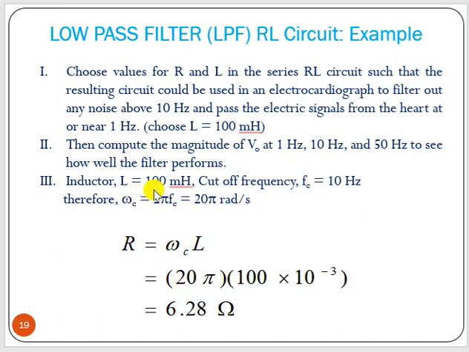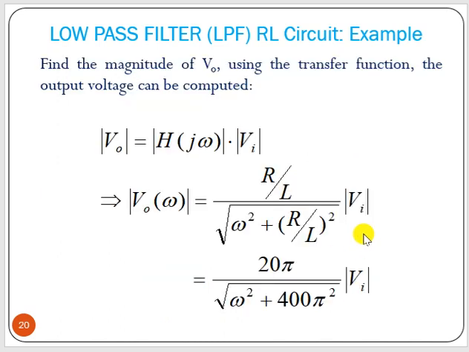Now say inductor L is given, and cutoff frequency is given as 10 Hz. Therefore, omega c is 2 pi fc, that is 20 pi radian per second. Now, omega c is nothing but R by L. L is given, so what is R? R is nothing but omega c times L, so 6.28 ohm. Now, we can find the transfer function. The transfer function is R by L divided by the root of omega square plus R by L whole square.